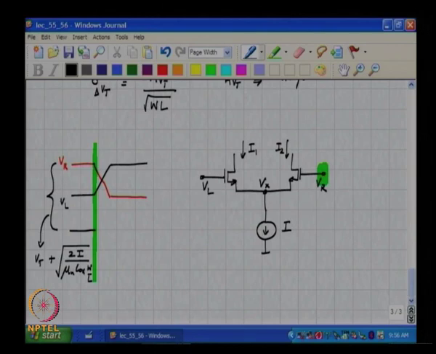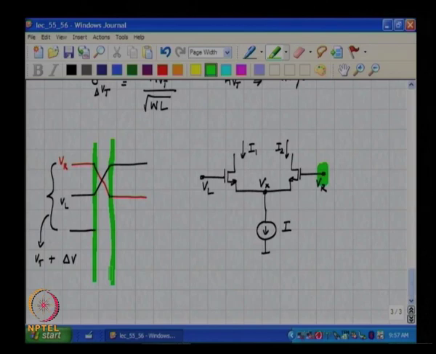If I now call this delta V, I am going to say this will be Vt plus delta V. And way after the transition, after all the transients have settled, all the current is flowing in the left transistor, assuming the two transistors are identical, the voltage must remain Vt plus delta V. So, the question now is what happens in the middle?